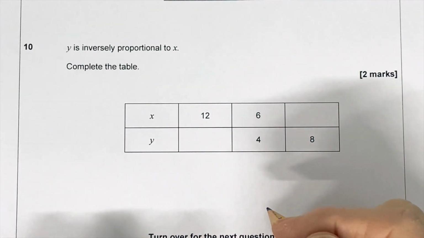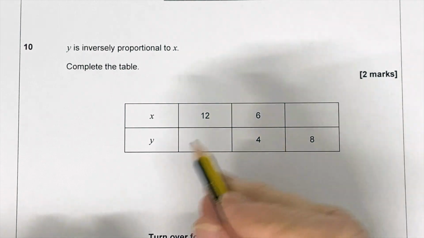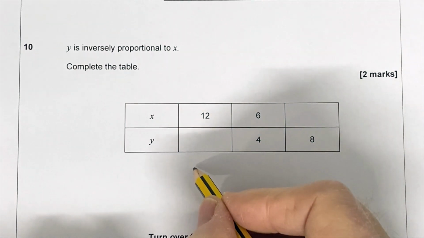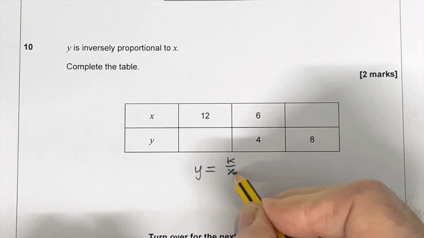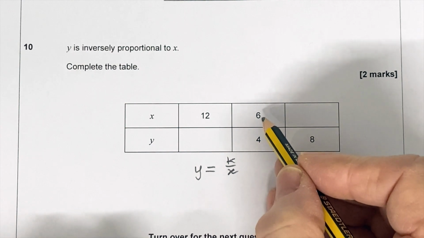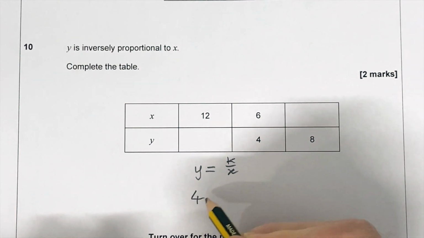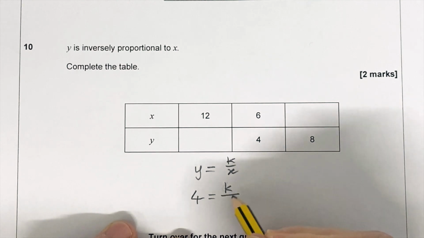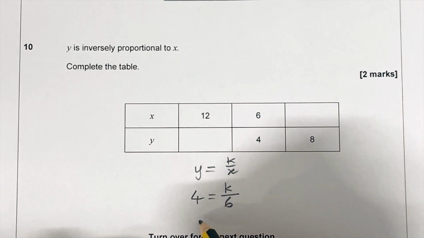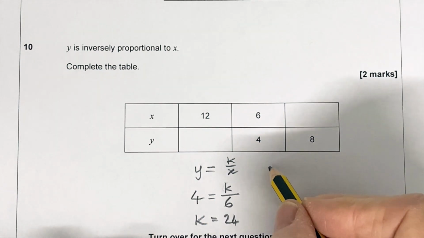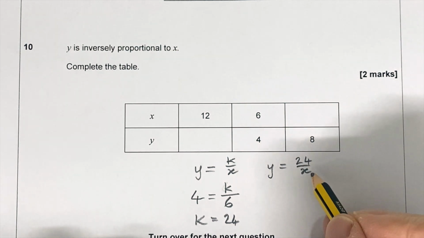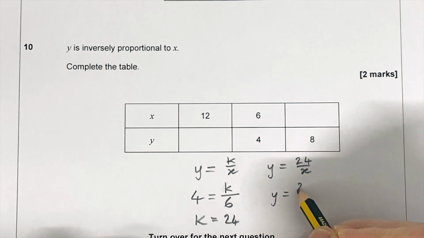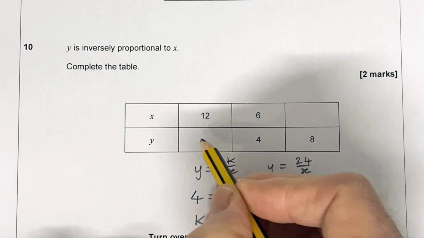Question 10. y is inversely proportional to x. Complete this table. Well, I'm going to do it the old-fashioned way and say, well, if it's inversely proportional, it's going to be y equals k over x. We've been given a value of y and x, so we can put 4 in for y and 6 in for x, so we can see that k is 24. 4 times 6 is 24. So y equals 24 over x. So when x is 12, y will be 24 over 12, which is 2.